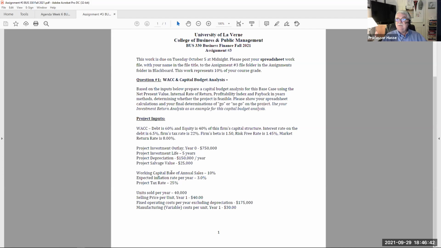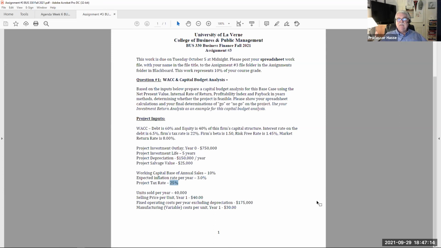And now notice something that I throw as a curveball here. Notice in our weighted average cost of capital, the tax rate is 22%. Okay, use that there. But notice the tax rate for this analysis. It's 25%. Wait a minute, Mr. Hassey, how can the tax rate be 22% and your project tax rate is 25%? Why are they different?